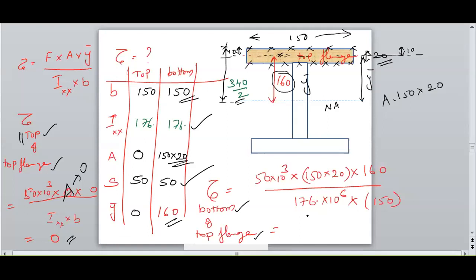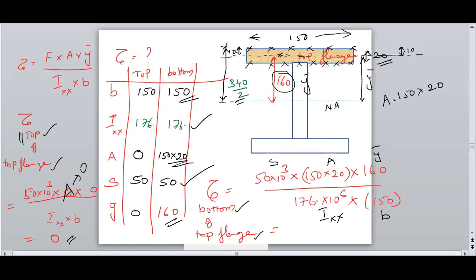Therefore, substituting in my equation the shear force, area, and Y bar, and this is Ixx, and this is B, I can find the shear stress at the bottom of the top flange. So while varying this, I need to draw the shear stress distribution in the flange separately.